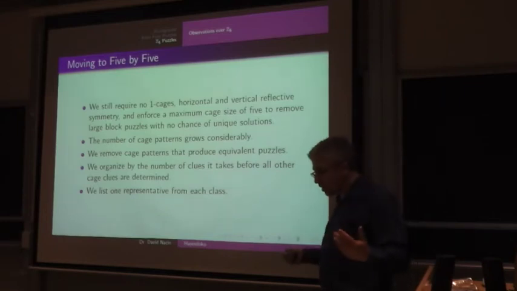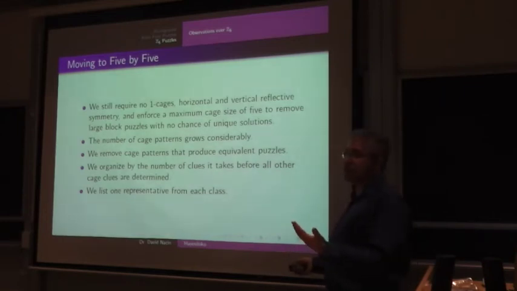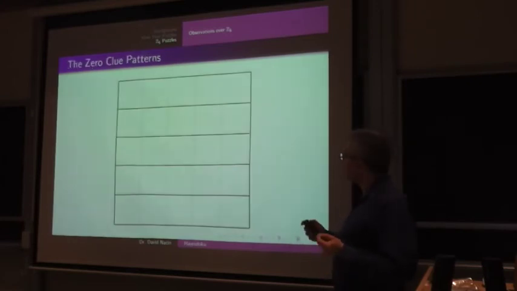So how am I going to organize the cage patterns? In the last situation, we only ended up with 5. Here we end up with much more. So what I'm going to do is I'm going to organize these by the number of clues it takes before all the values of all the other clues is completely determined. And then I'm going to list 1 representative from each class. So here are the 0 clue patterns.